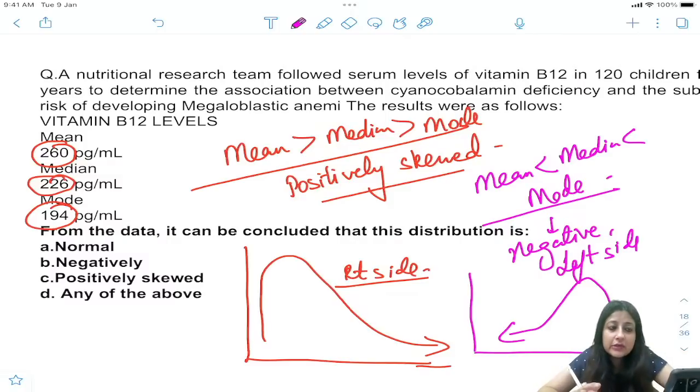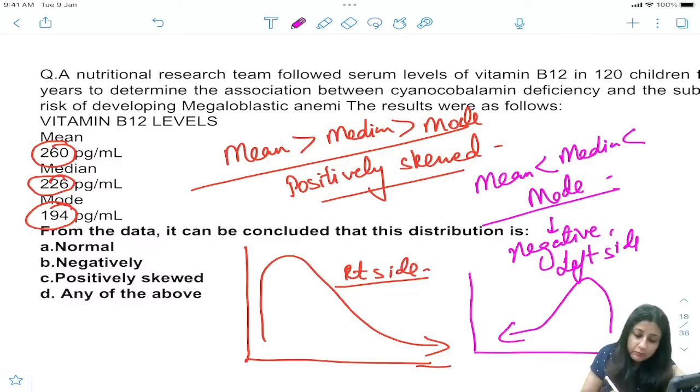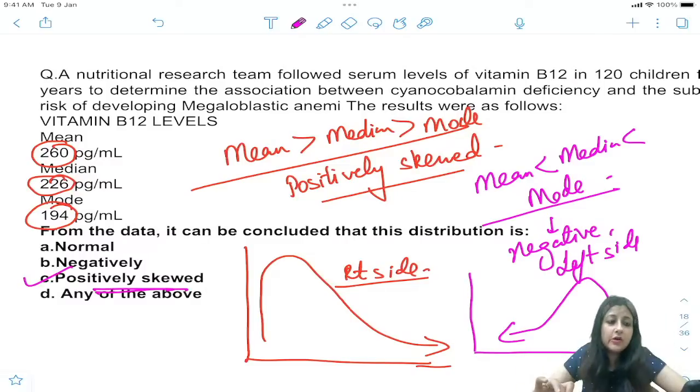Please don't start calculating here. It was a simple question that mean is 260, median is 226, mode is 194. So obviously mean is more than median is more than mode. So this becomes what? Positively skewed data. Any doubt, any problem so far? Everybody got this concept clear? Okay. These are in FMG exam, scale of measurement and type of distribution can definitely come.